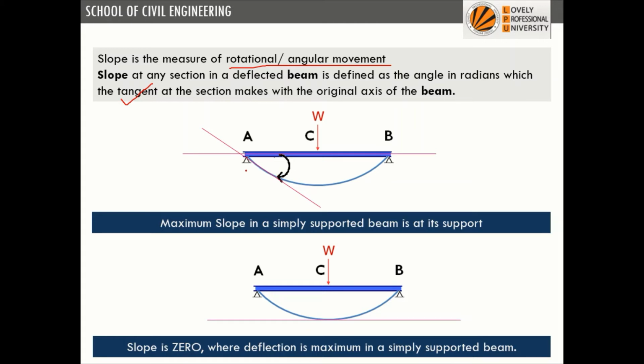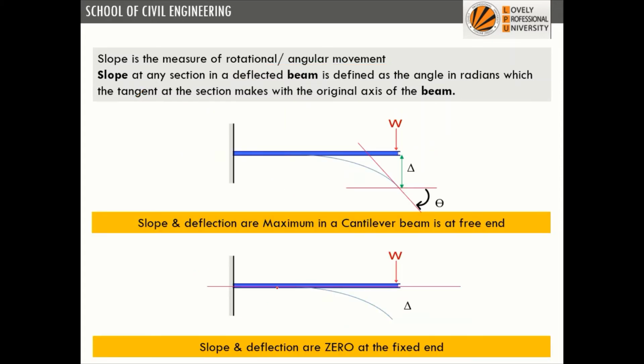So this is a case of a simply supported beam. Maximum slope in a simply supported beam will be at the support, because at midspan where the deflection is maximum, if we try to draw a tangent, we find a horizontal line only. So there is no angle between the axis of the member and the tangent drawn at the point where deflection is maximum. So this is a rule we have to remember: at the point where deflection is maximum, slope will be 0. This is in case of a simply supported beam only.